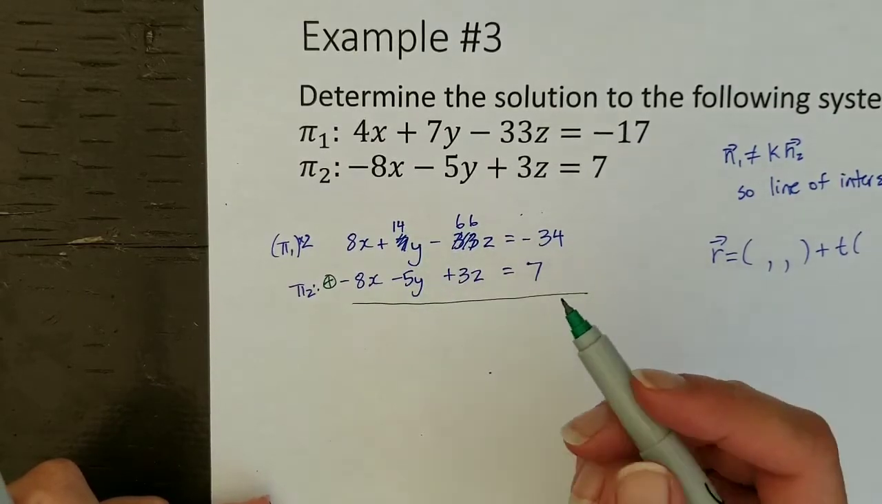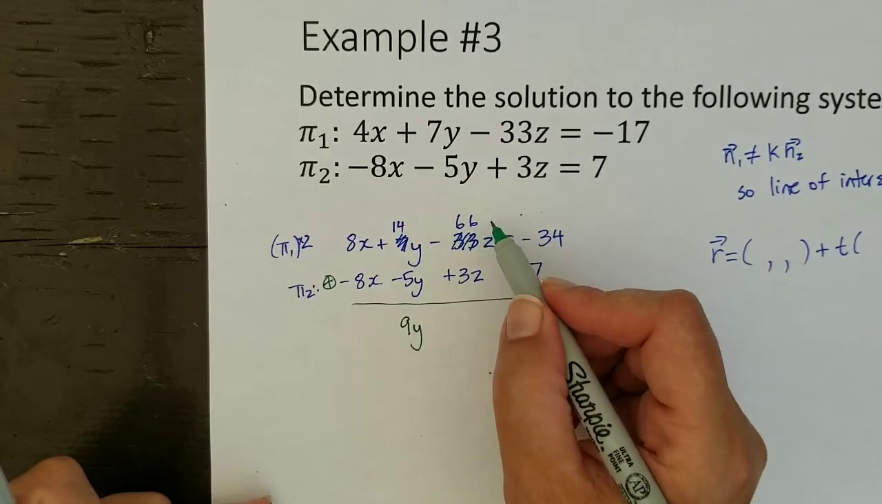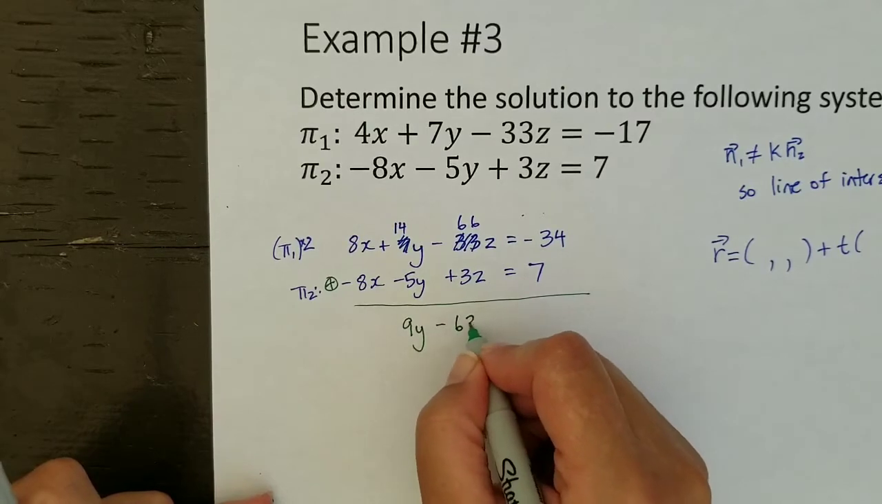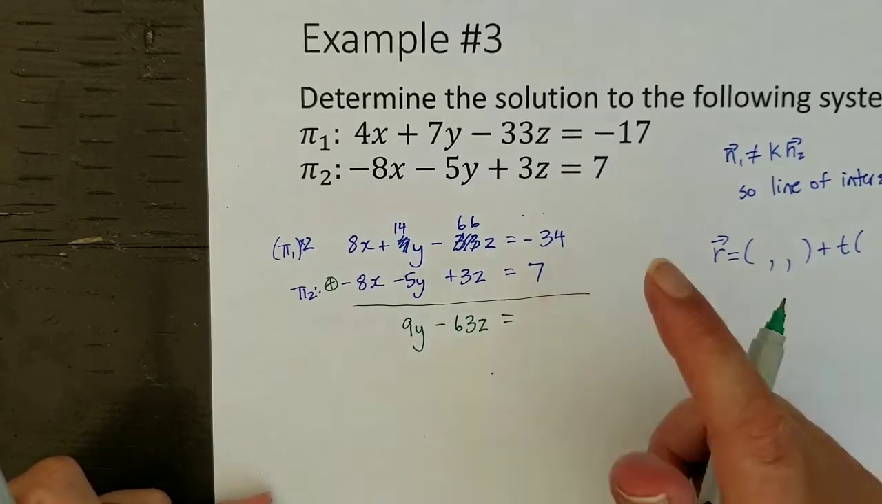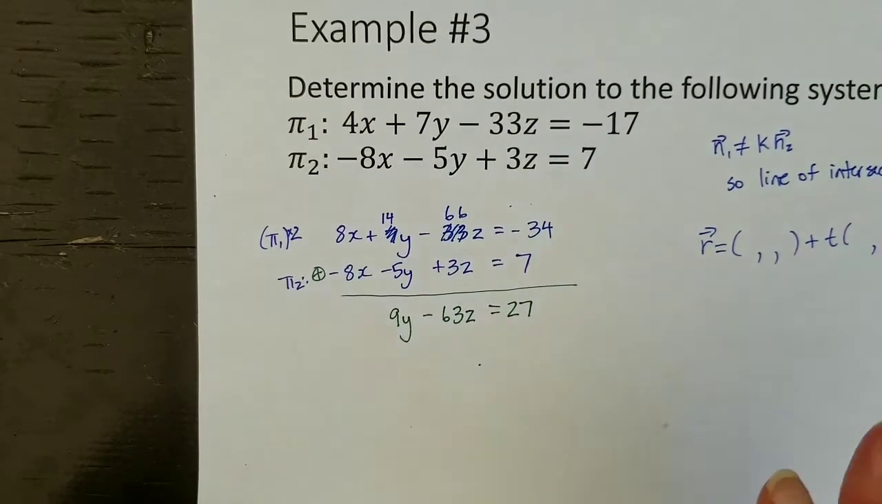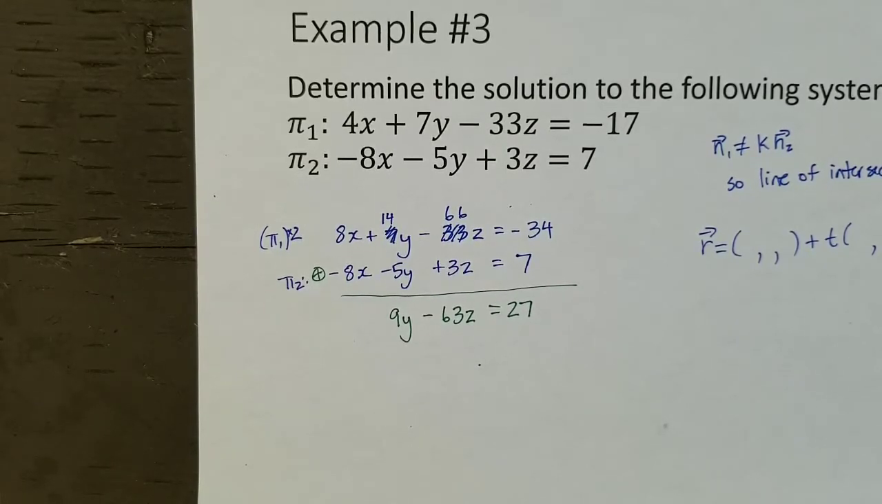So I have 14y and negative 5y, so I have 9y, and negative 66z plus 3z, so I have negative 63z equals negative 34 plus 7, which is negative 27. So here we get a relationship between y and z, but we're not going to be able to solve for x equals, y equals, z equals a point. We're just not going to get that because it's not a point of intersection.